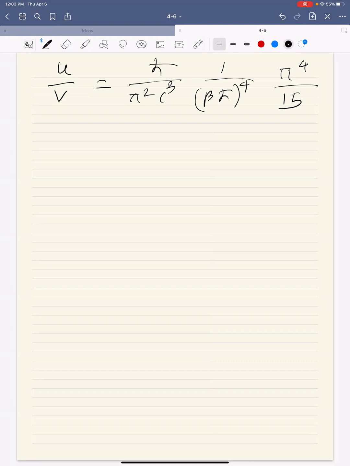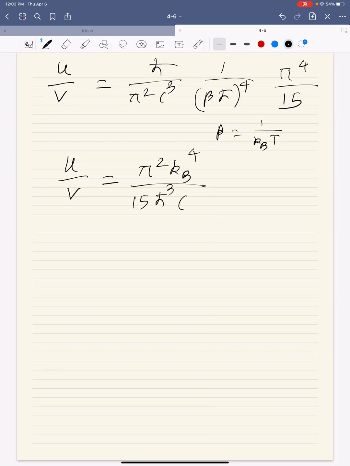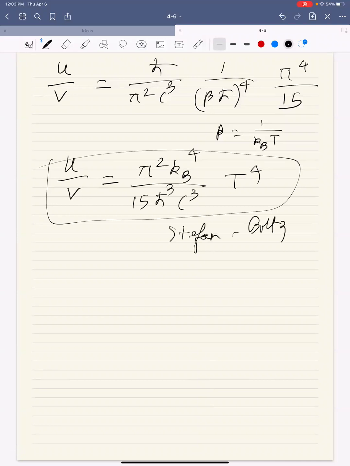Okay, let's go one step further. Let's remove beta and let's bring back kb. So beta is equal to 1 over kbt. So what is going to be the temperature dependence of U? T to the power 4, right? In the denominator, you have 1 over T. So this gives us U by V is equal to pi square kb to the power 4 by 15 h cut cube c cube t to the power 4. And this is the famous Stefan Boltzmann law.